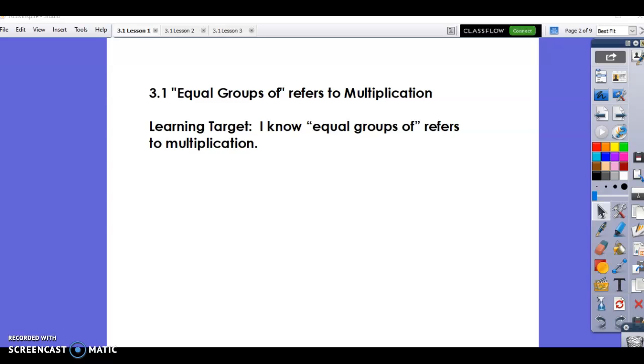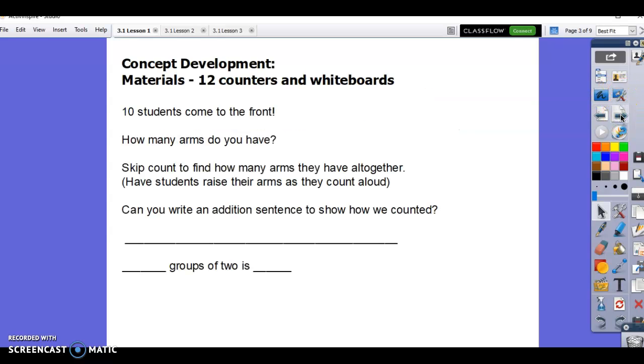But we're going to start with our learning target today. Our learning target is, I know equal groups of refers to multiplication. We're going to be talking about equal groups so much today. So let's get started, okay?